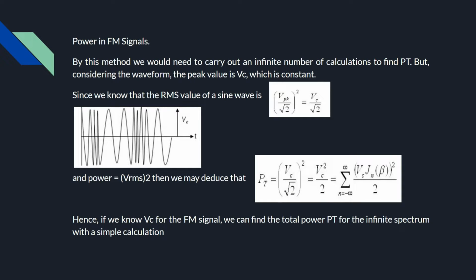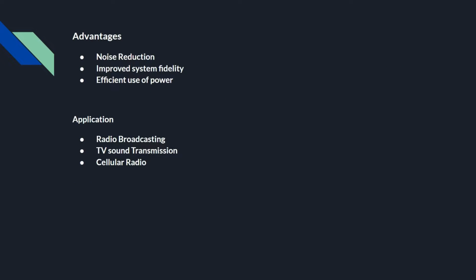Power in FM signals. Here is shown how to calculate the total power in an FM signal. The advantages of angle modulation are noise reduction, improved system fidelity and efficient use of power. Angle modulation is used in radio broadcasting, TV sound transmission and cellular radio.